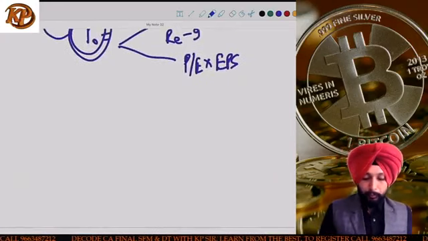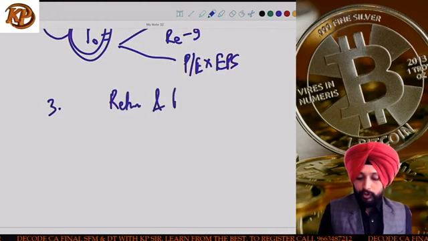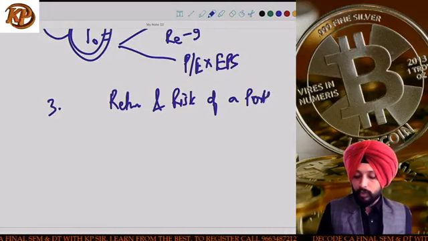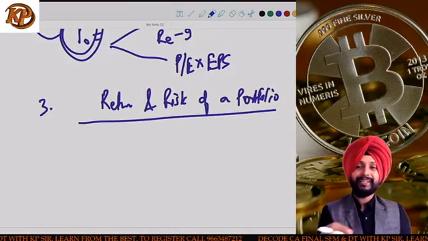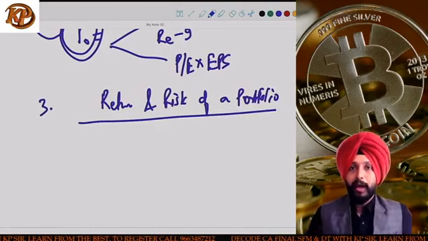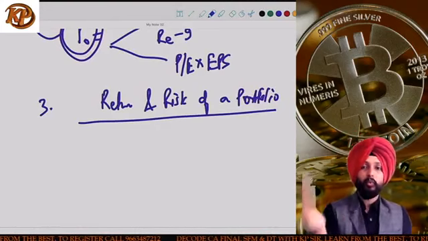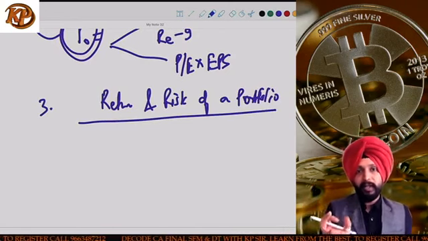After this, next point number 3 that we discussed was return and risk of a portfolio. What is a portfolio, guys? A portfolio is created when I put my money in at least 2 stocks. If I have more than 1 stock, I call it a portfolio. If I invest in more than 1 stock, for me it becomes a portfolio.